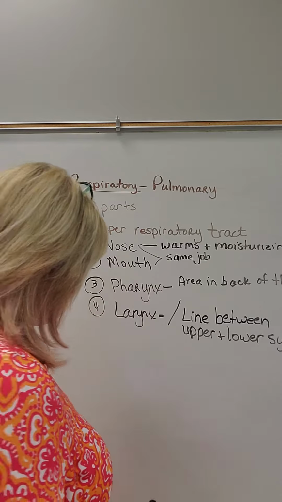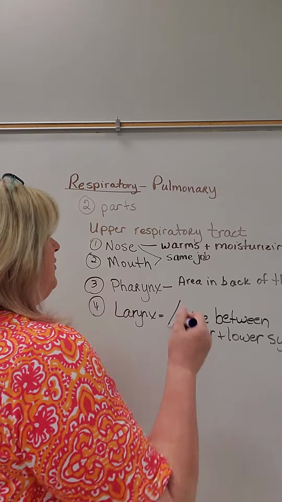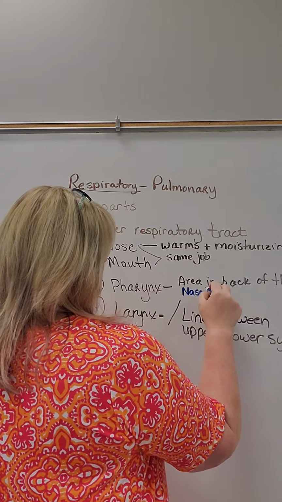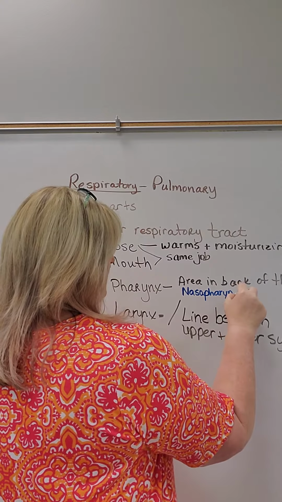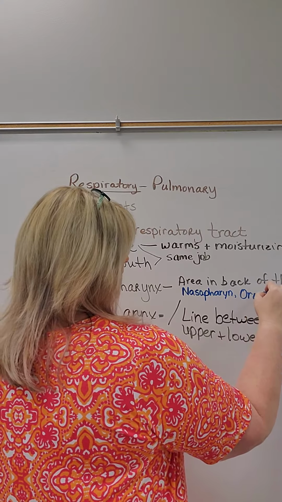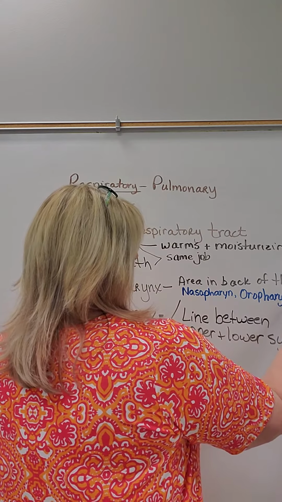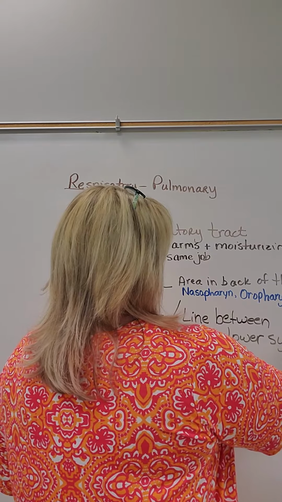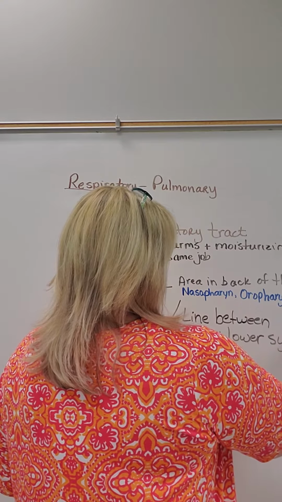But there are three different areas of the pharynx. Okay, you have the nasopharynx, which is where the nose meets the back of the throat. You have the oropharynx, where the mouth meets the back of the throat, and you have the laryngeal pharynx, where the larynx meets up with the pharynx.